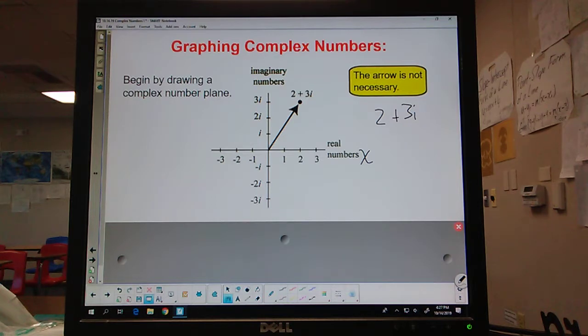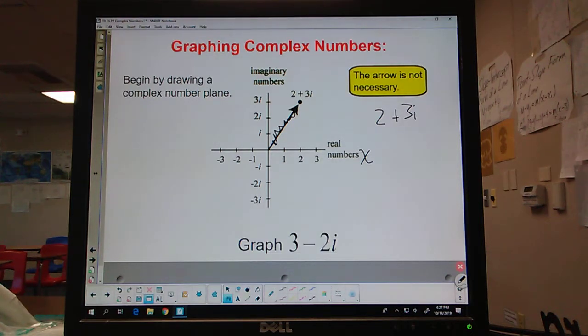Now, this arrow is not necessary. It's just on there showing you that's where it ends up, 2 and 3i. All right, take a second, pause the video, and make a little graph of this and graph 3 minus 2i. Okay, you should have gone to positive 3, and then negative 2i is down there. So your graph of 3 minus 2i should have been that right there. Again, you don't need the arrow. It ends up in quadrant 4.